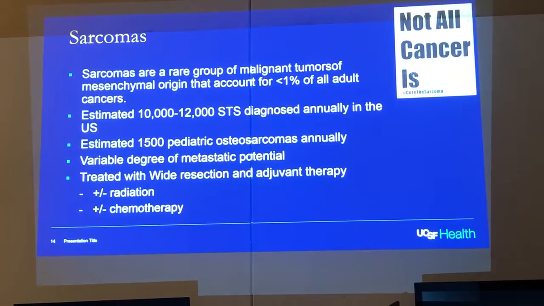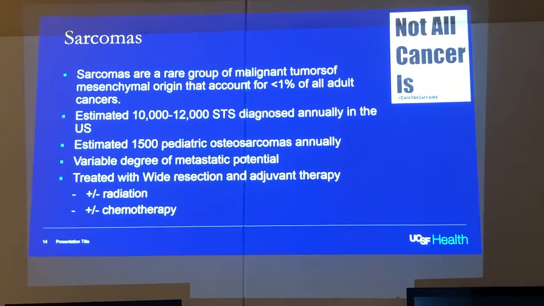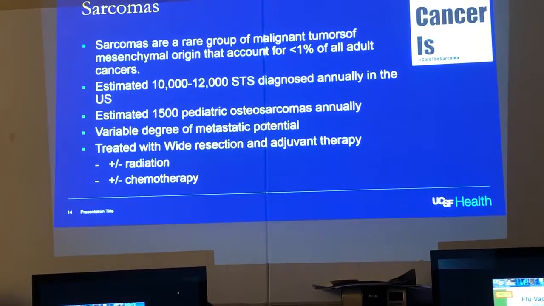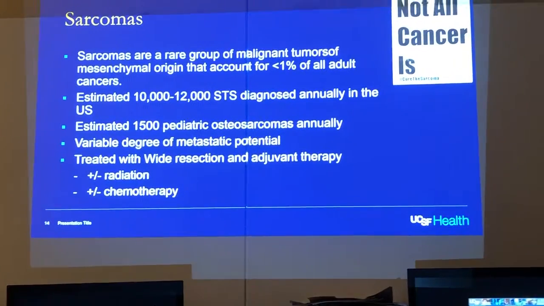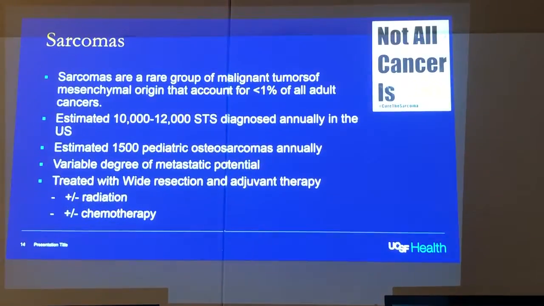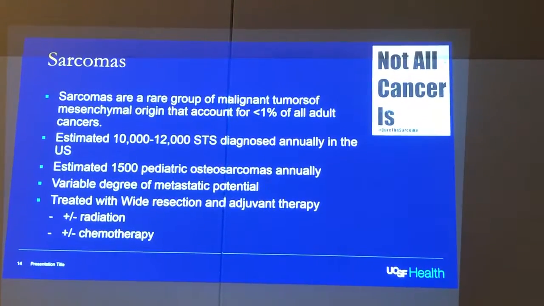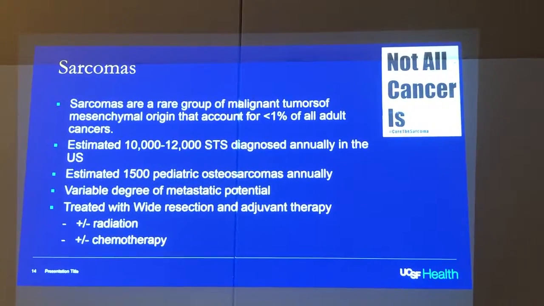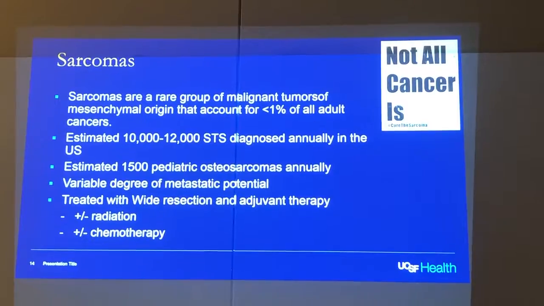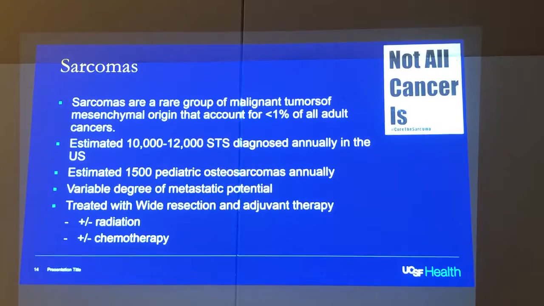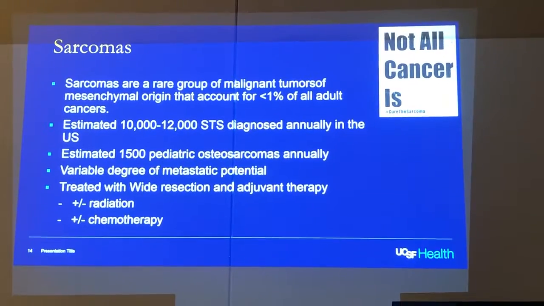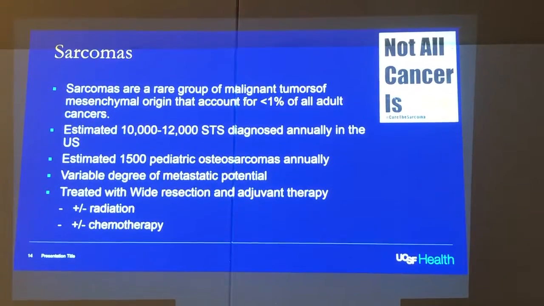So sarcomas are really rare. When you think about it, there's probably about 450,000 new cases of breast cancer diagnosed every year. There's maybe about 10,000 to 12,000 soft tissue sarcomas diagnosed. So they're really less than 1% of all cancers. So even though they're common in our practice, they're very, very rare. And osteosarcomas, which are the most common sarcoma in children, and we see occasionally in adults, there's about 1,500 cases. So actually a pretty rare disease.